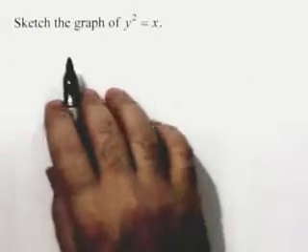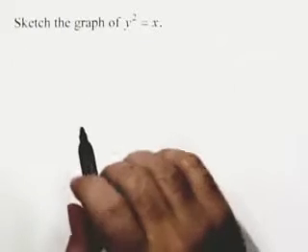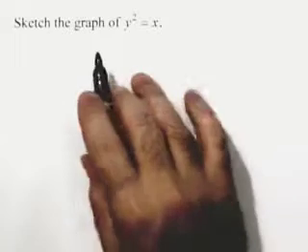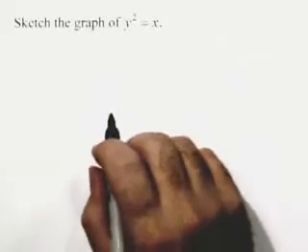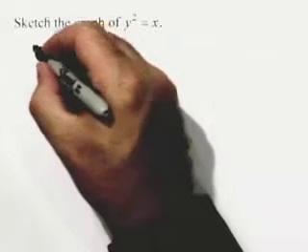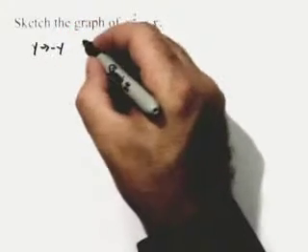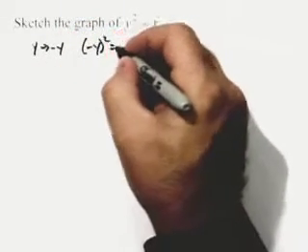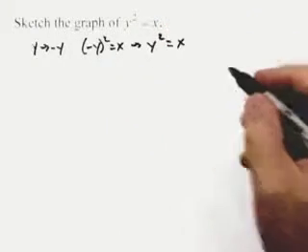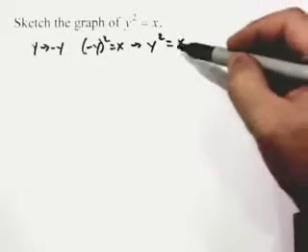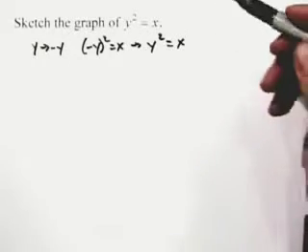In this problem, we look at sketching the graph of an equation. Here we'd like to sketch the graph of the equation y squared equals x. The first thing we'd like to note is that this graph will be symmetric around the x-axis. Note if we change y to negative y, we get negative y squared equals x, or y squared equals x, which is the same equation that we started with. So the graph will have x-axis symmetry.